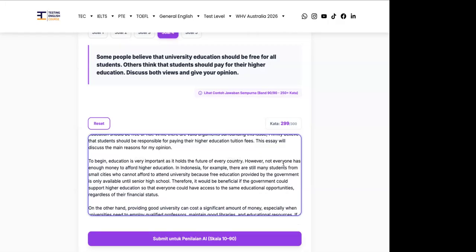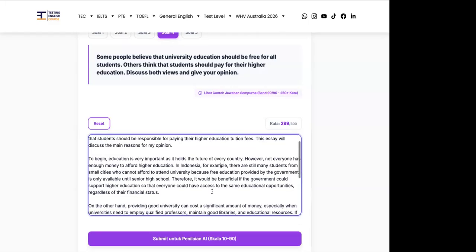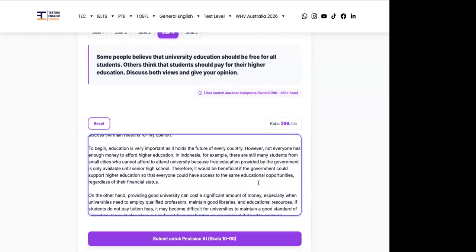However, not everyone has enough money to afford higher education. I love this one. In Indonesia, for example, there are still many students from small cities who cannot afford to attend university because free education provided by the government is not available until senior high school. It's only available until senior high school. Therefore, it would be beneficial, this is the idea, if the government could support higher education so that everyone would have access to the same educational opportunities, regardless of their financial status.